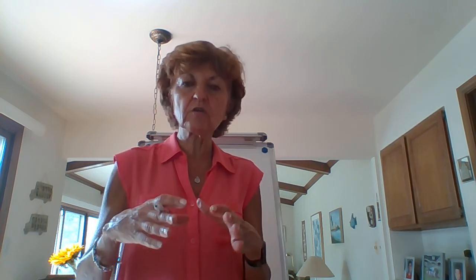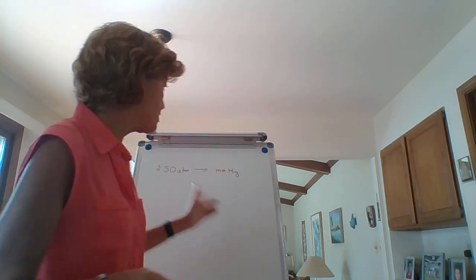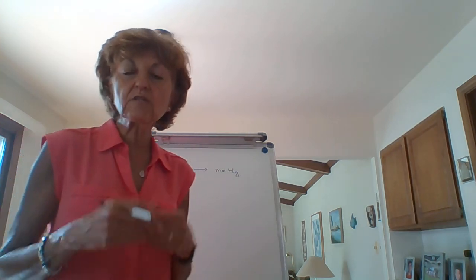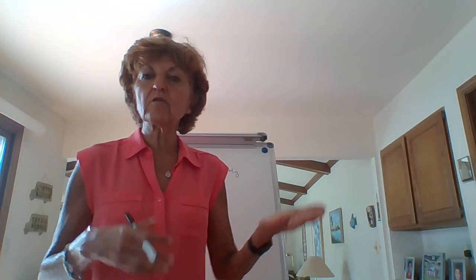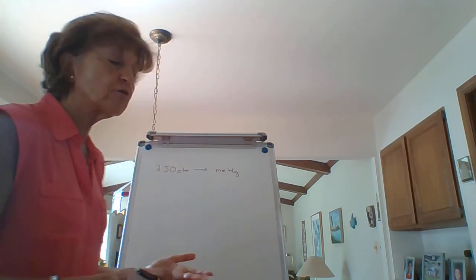So let's do some conversions between one pressure unit and another. If you look at your book, you will see the concept of a barometer, what it looks like. So make sure you take a look at the picture and basically how they measure atmospheric pressure and all of that. But let's say you knew that the pressure was 2.50 atmospheres and you wanted that number in millimeters of mercury. How would you do the conversion?